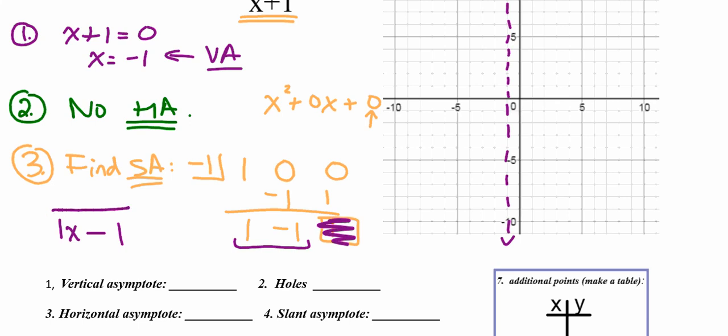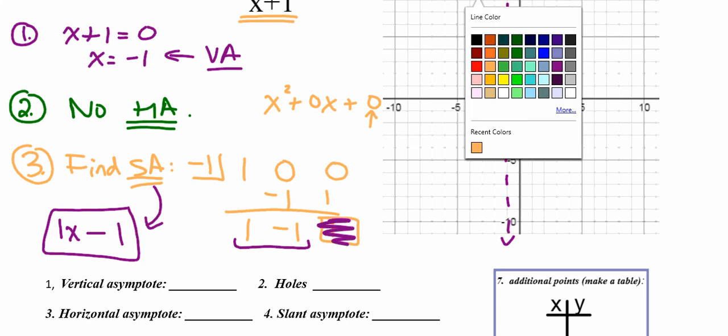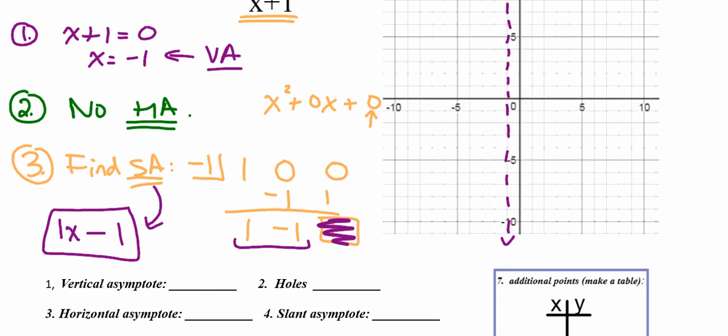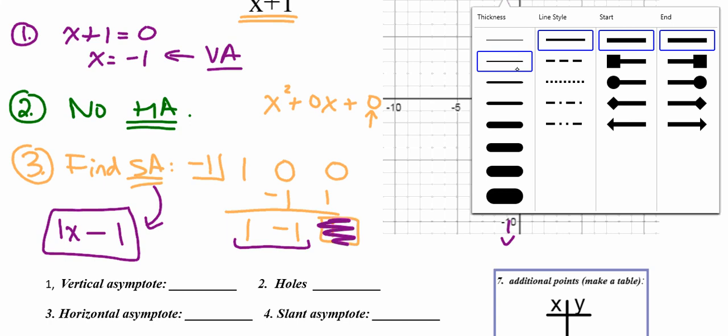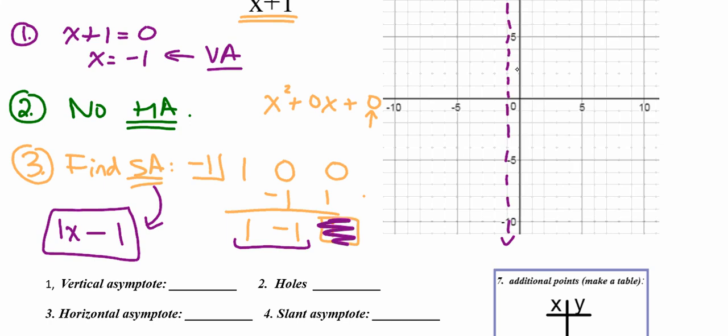This is our slant asymptote. So what we're going to do is graph that line. When we think about this as a line, y equals, this says my y-intercept is -1. So we go to the y-axis, find our y-intercept of -1, and this one says the slope is 1, so that means up 1 over 1.